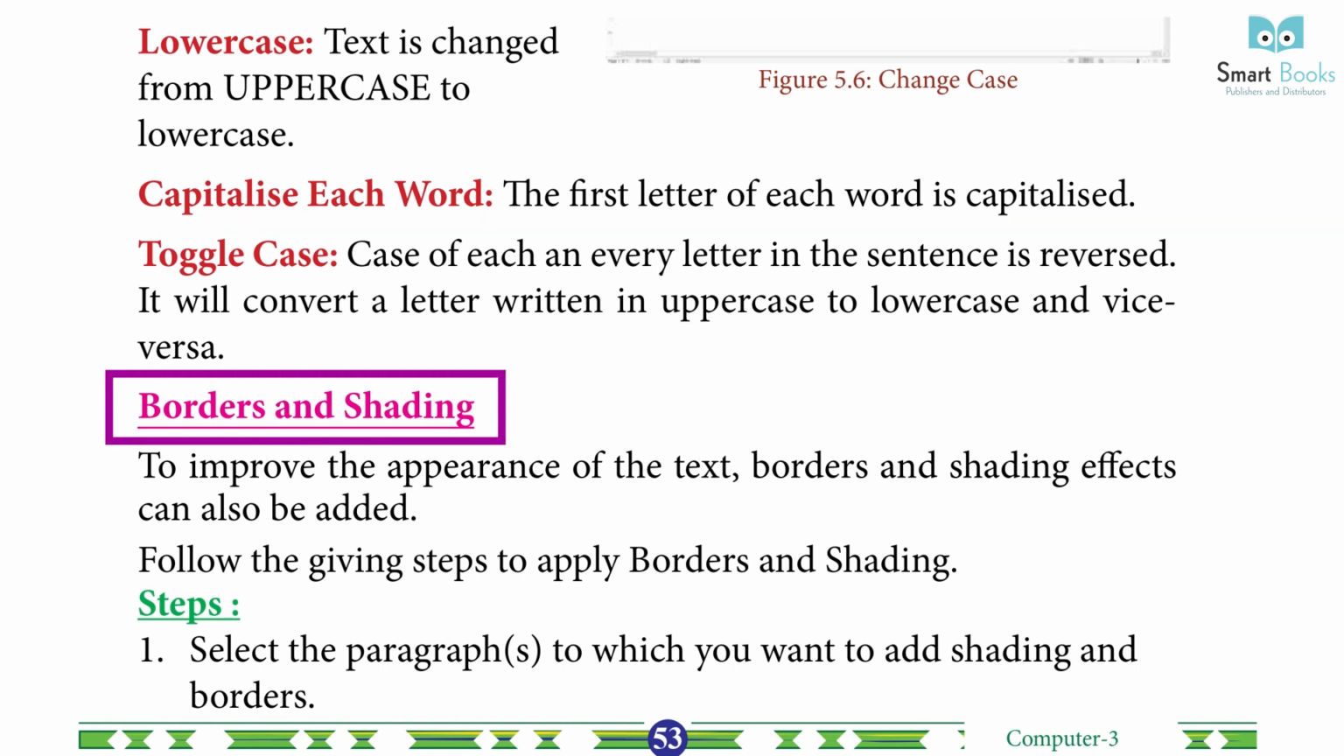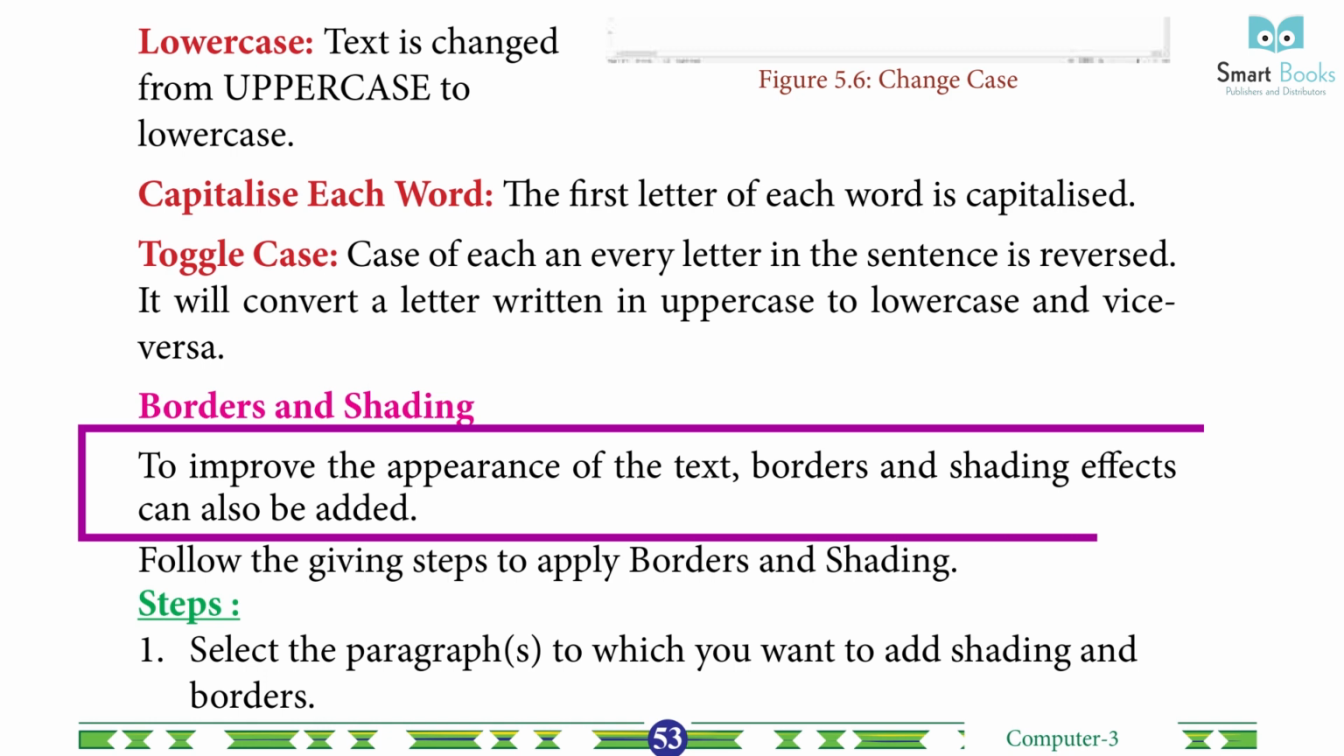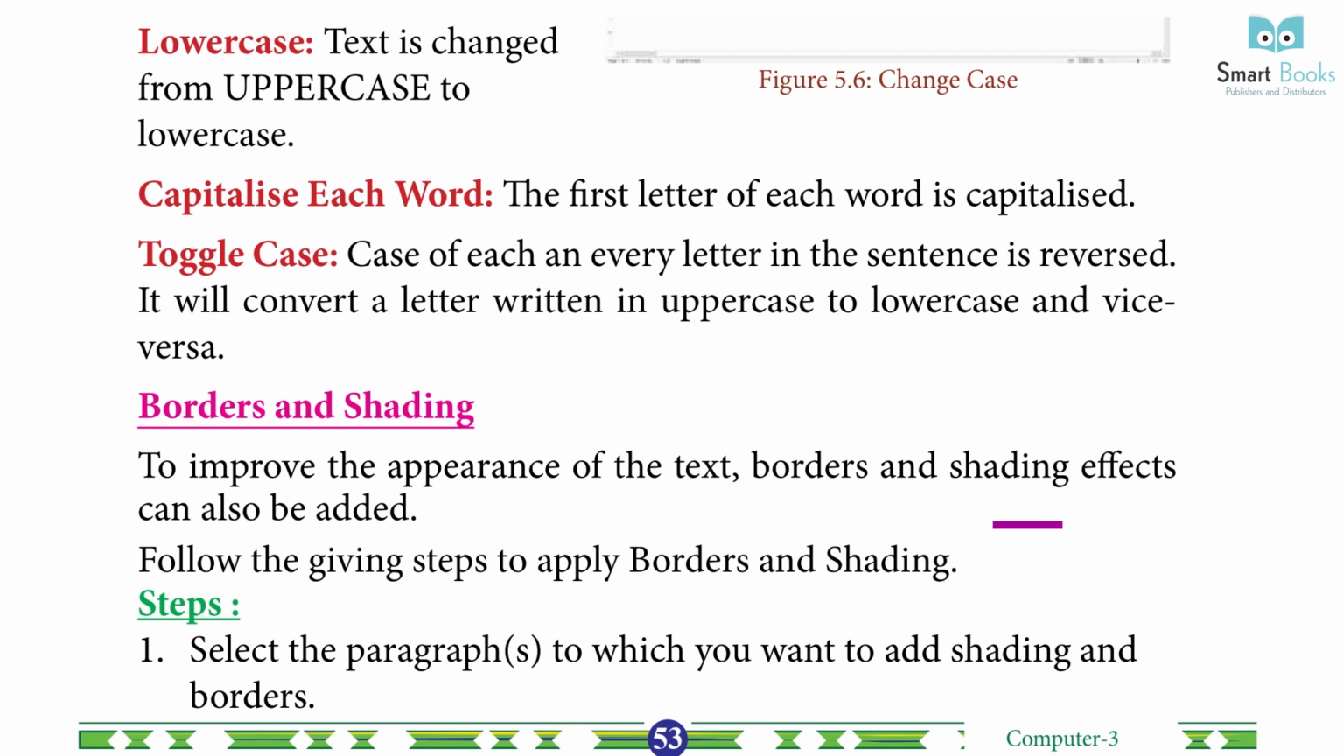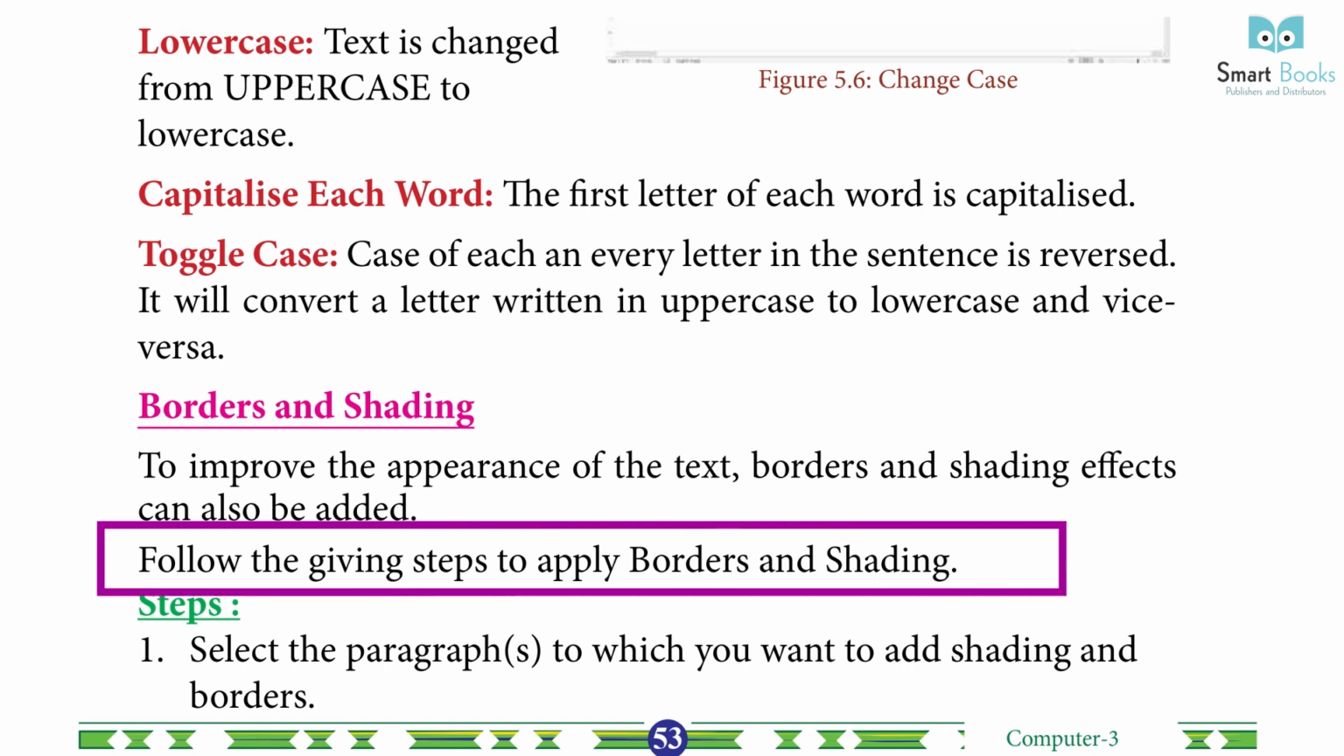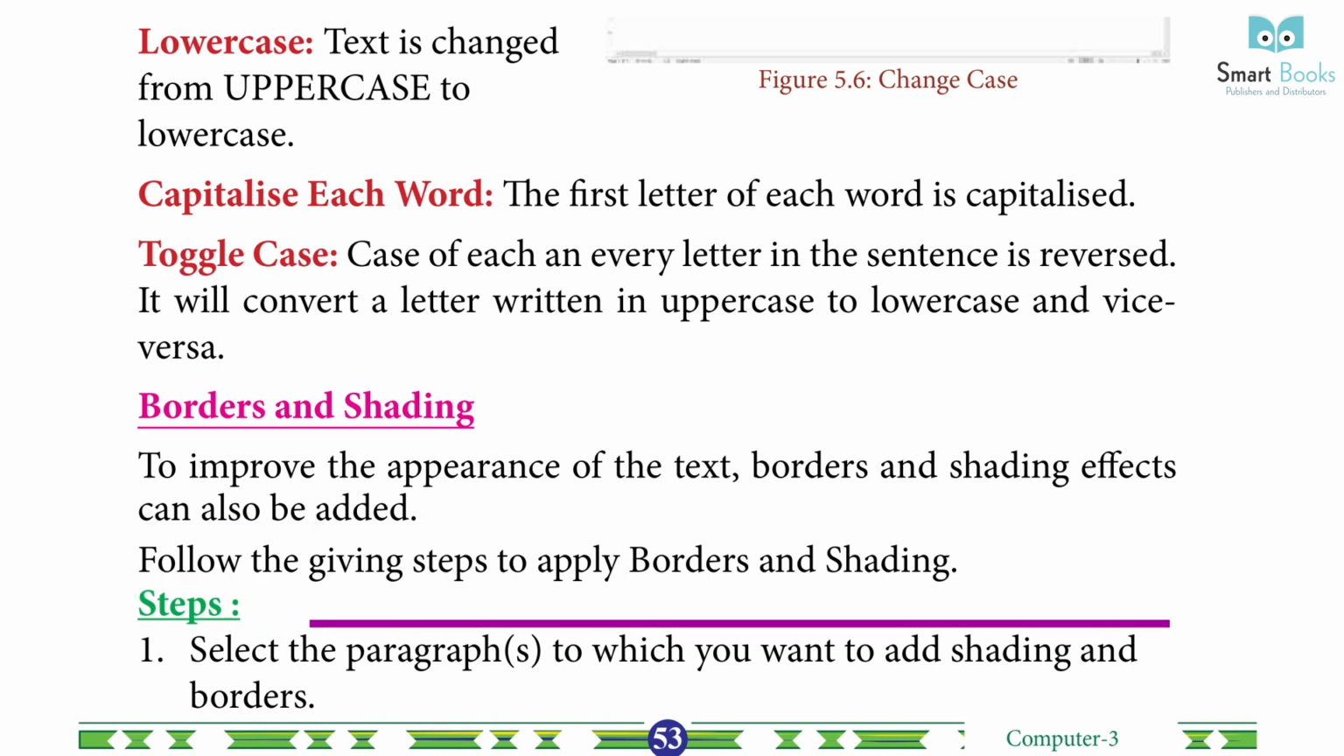Borders and shading. To improve the appearance of the text, borders and shading effects can also be added. Follow the given steps to apply borders and shading. Steps. 1. Select the paragraphs to which you want to add shading and borders.